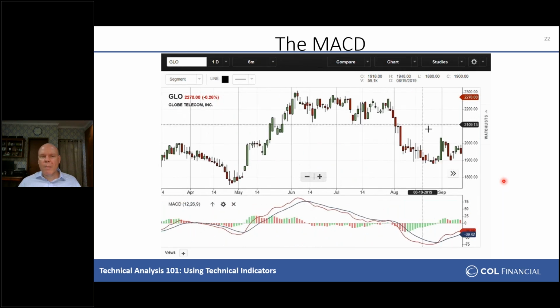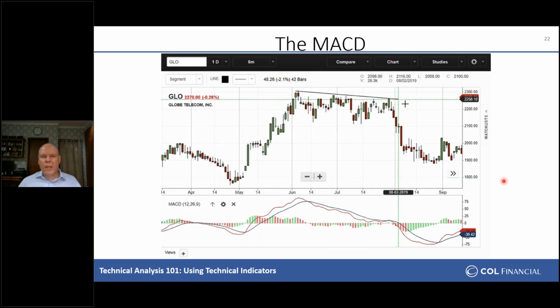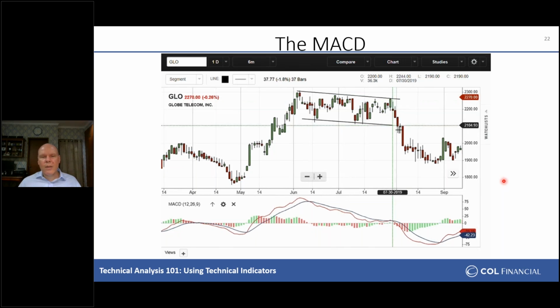So let me show you what happened in the past. This is the same company, it went up, MACD crossed over to the downside, and there's a slight buy crossover here. Now again, I'll draw the range pattern for you. So we have like a rectangle or a decelerating channel here.